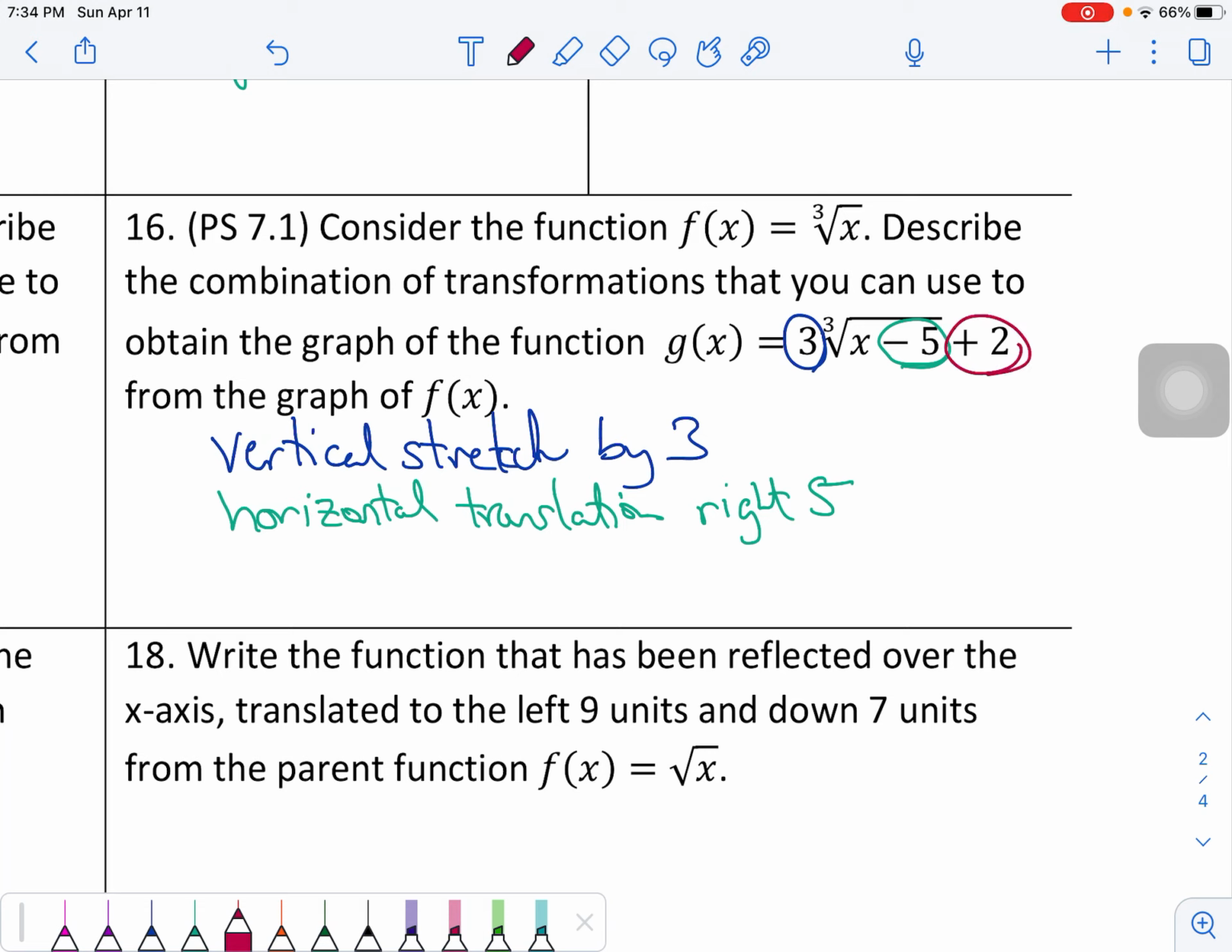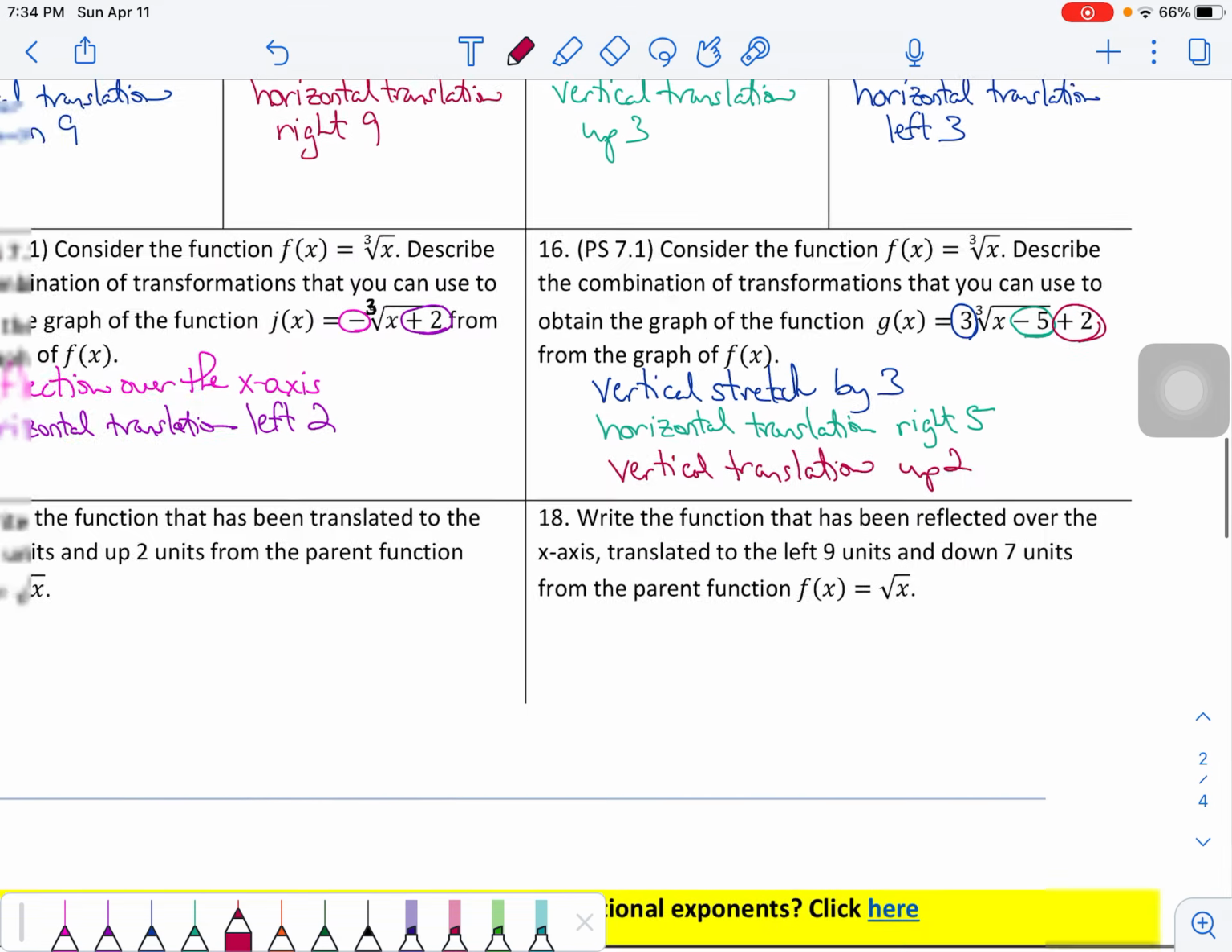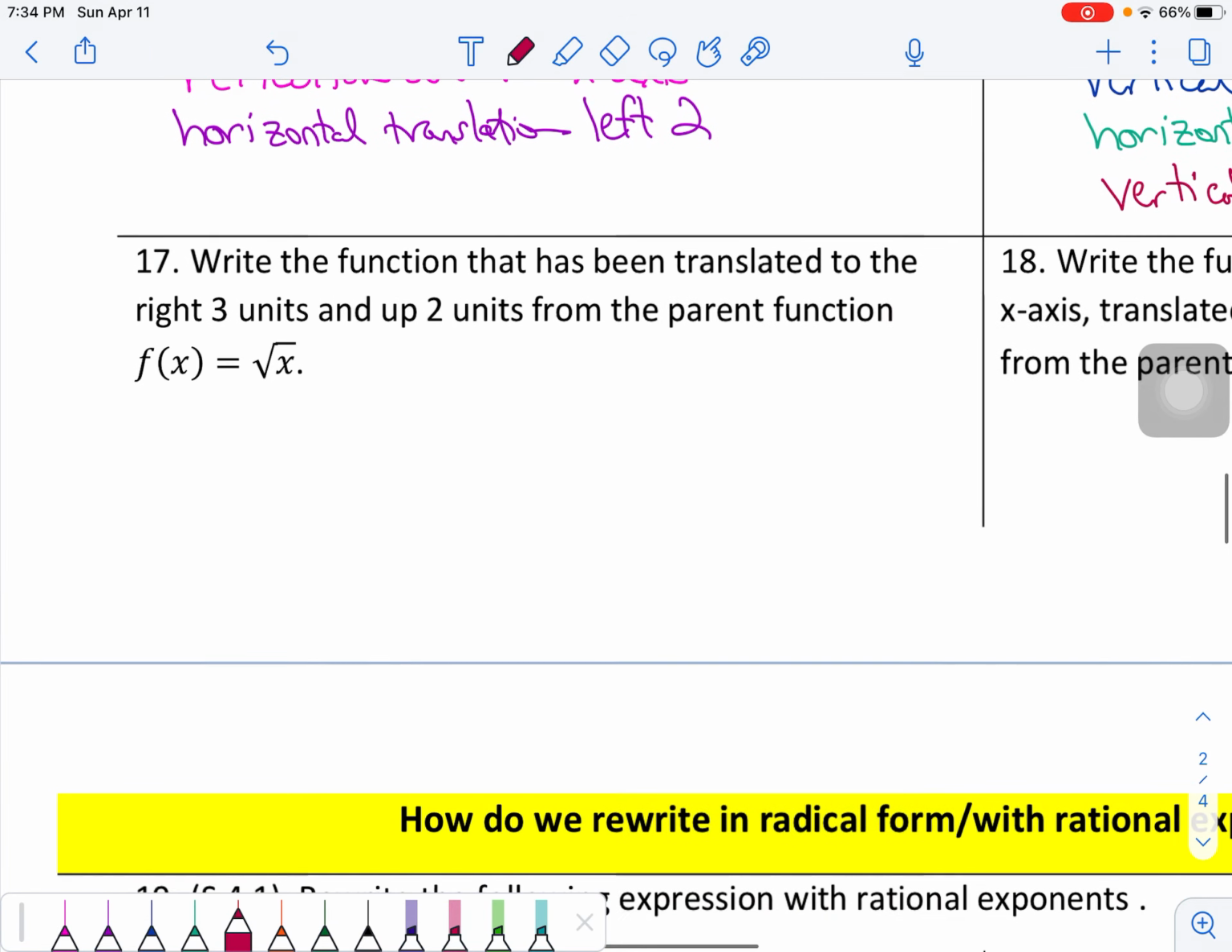And the last one here is going to be this plus 2 outside of the, in this case, cube root, outside of the radical. That is going to be a vertical translation. Vertical translations are straightforward, so that's going to be up 2. All right, 2 more problems here.